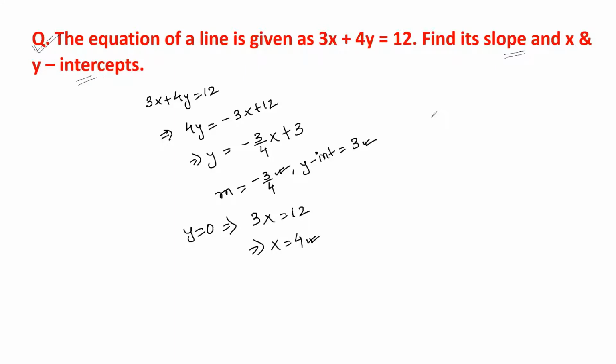The x and y-intercept of the line can also be found out simply by converting this equation into intercept form. The equation is 3x plus 4y equals 12. Now, if we divide by 12 both on the left hand side and right hand side, this would be x by 4 plus y by 3 equals 1. So the x-intercept is 4 units and the y-intercept is 3 units.